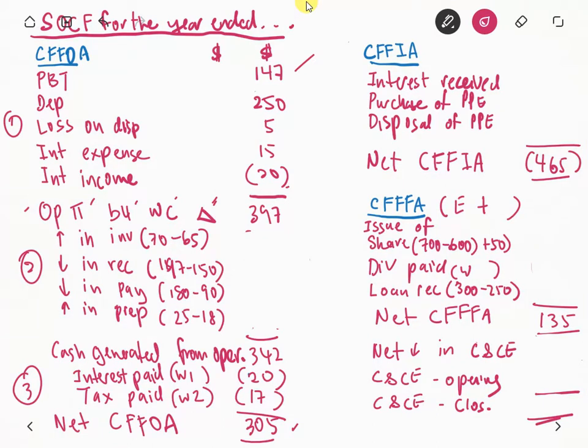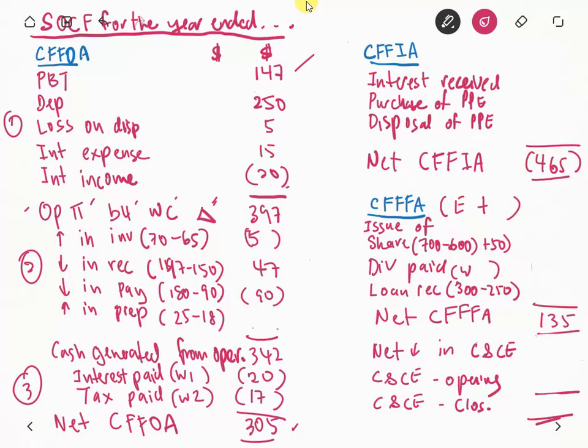Increase in inventory, 70 minus 65. Remember to show working. It's an increase of 5. Inflow or outflow? Out. Decrease in receivable 47, up, inflow. Decrease in payable is a liability, we follow. If it's down by 90, down by 90.